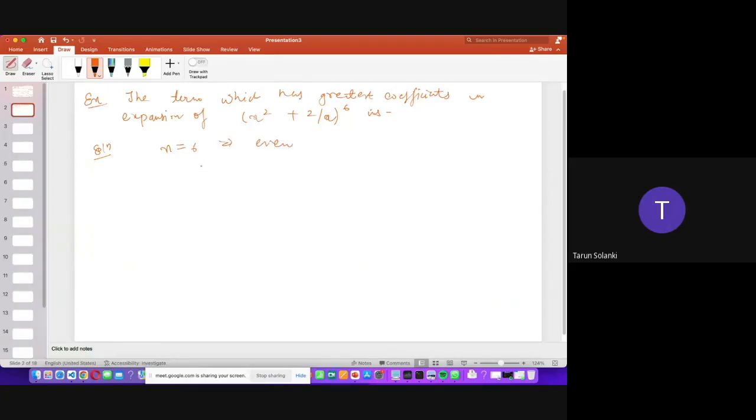So the middle term will be T(n/2 plus 1). So we can write the middle term is equal to n by 2 plus 1, that is 3 plus 1, which is the fourth term. And this becomes your answer.